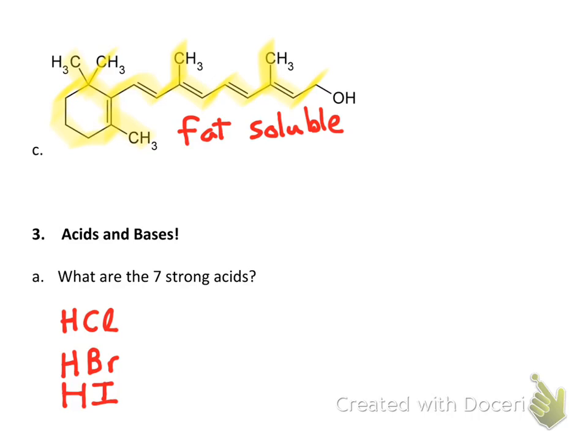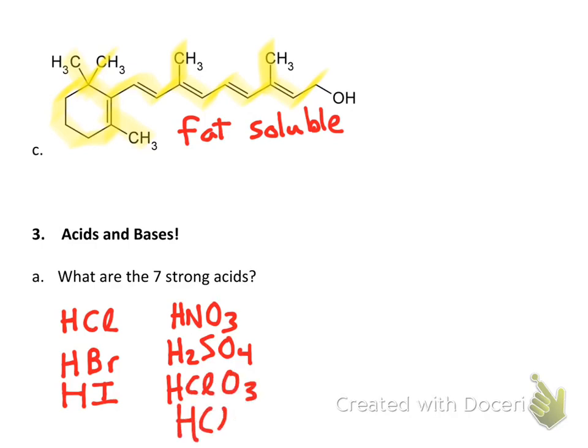And in the words of the great poet and philosopher John Bon Jovi, whoa, we are 3/7 of the way there. There are 4 more. They are nitric acid, HNO3, sulfuric acid, H2SO4, chloric acid, HClO3, and then finally perchloric acid, HClO4. These are our 7 strong acids.